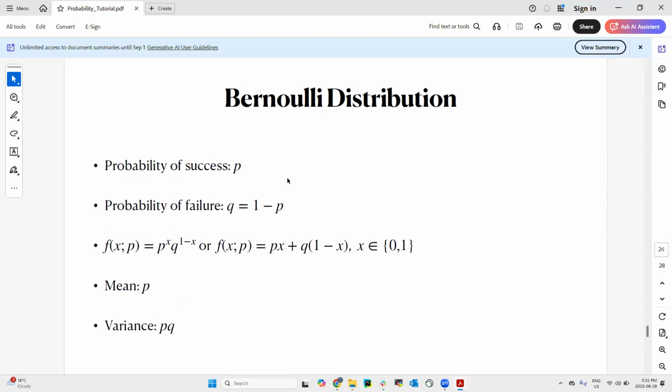Then we have the Bernoulli distribution. It's essentially what we call a binary outcome distribution. So you either win or you lose. The probability of winning is P. Therefore, based on the axioms, the probability of losing is 1 minus P. So we assume only two things can happen. You either win or you lose. And then the probability of you winning is going to look like this. So the mean is going to be P.